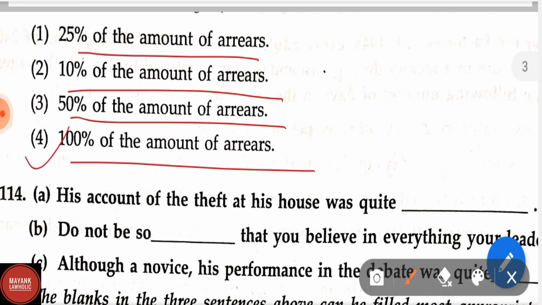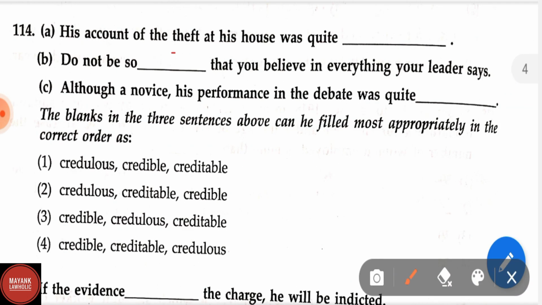Here the correct answer is option 4, 100% of the amount of the arrears. Now let us see the question number 114.